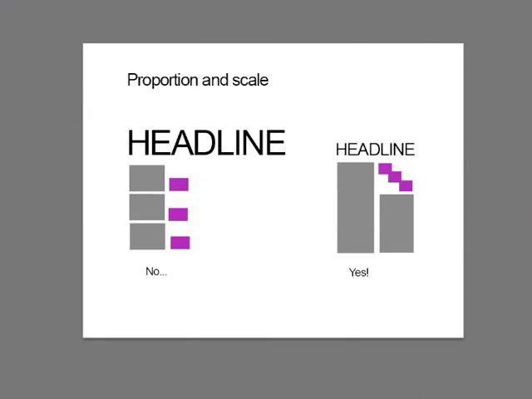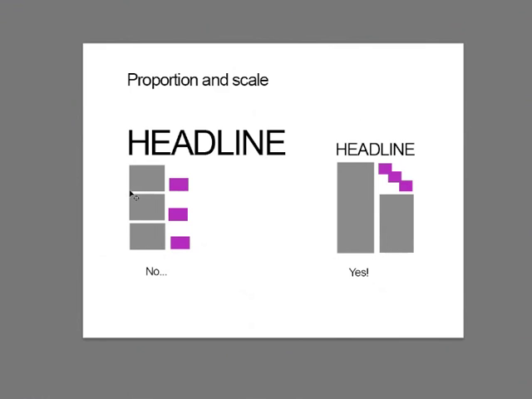Lastly, we have proportion and scale. Here we have a sense of a disproportionate layout. The headline is way too big for the elements, and the little boxes here are just not the right size for the headline, and all this space over here is empty. It looks very top heavy.